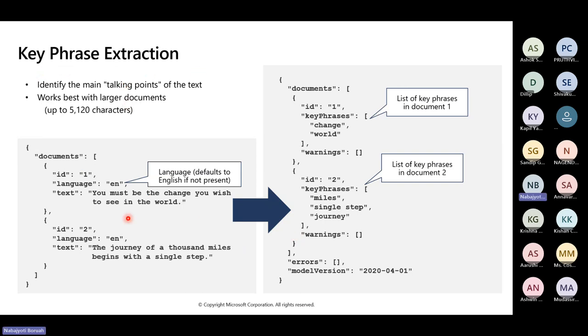Key phrase extraction from this particular text: You must be the change you wish to see in the world. In this document, we have mentioned the language, but we have to extract the key. So what key are we trying to extract? The change, the world. That could be the list of key phrases in document one. Miles, single steps, and journey would be the key phrases from document two. These are the two outcomes using key phrase extraction that we have seen in the documents. It identifies the main talking points of the text, the key phrases, and works with larger documents up to 5,120 characters.